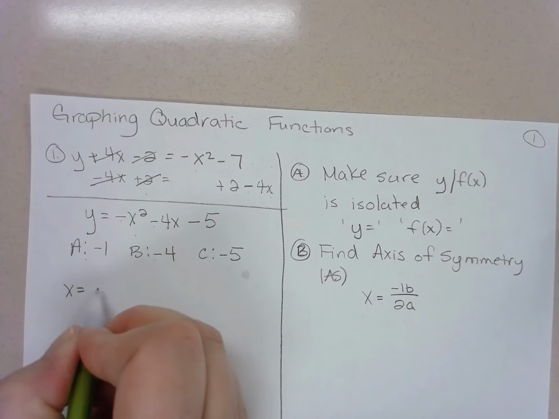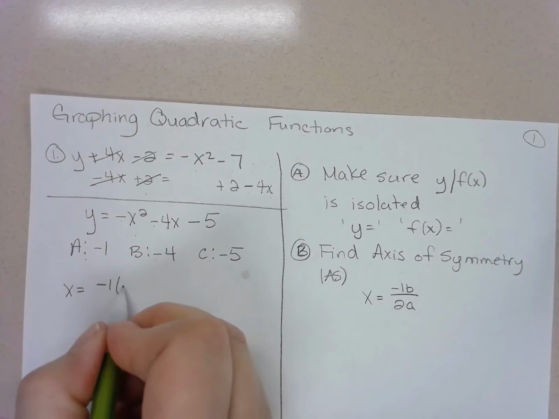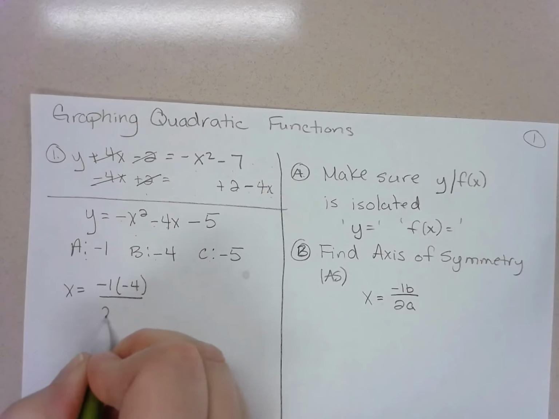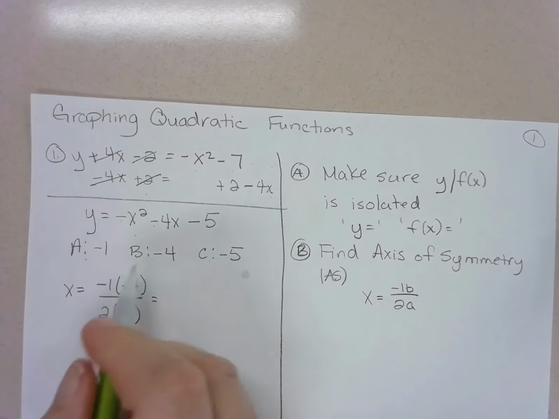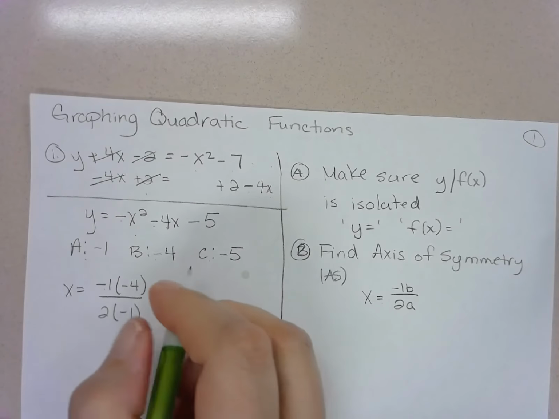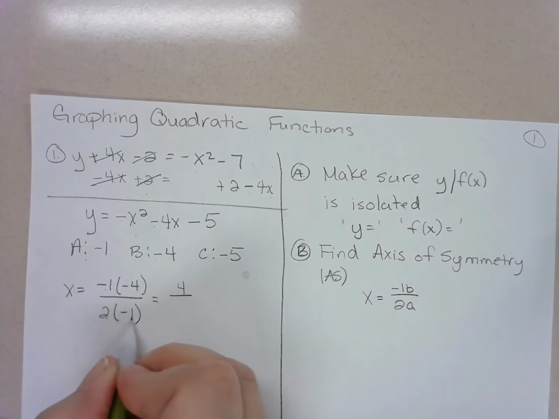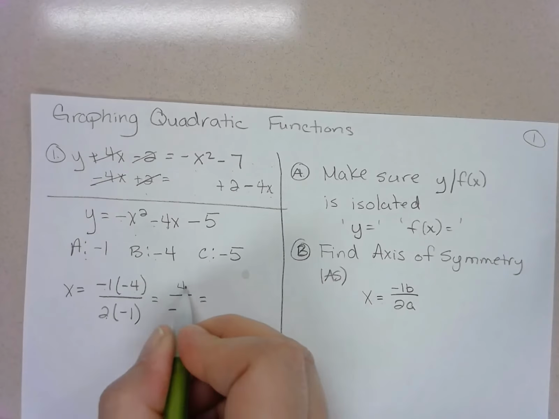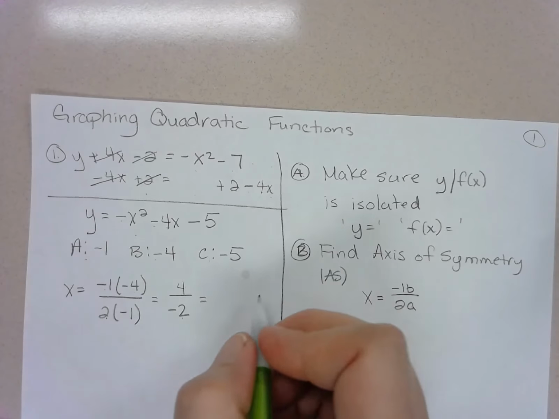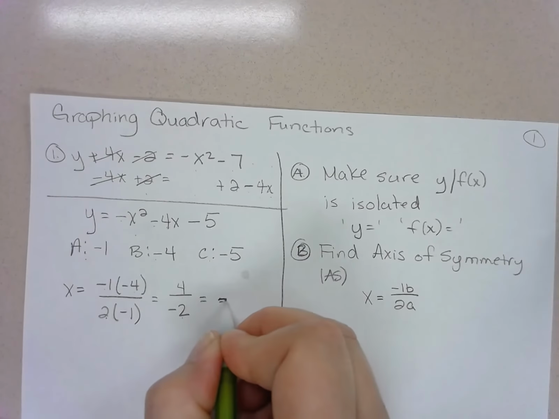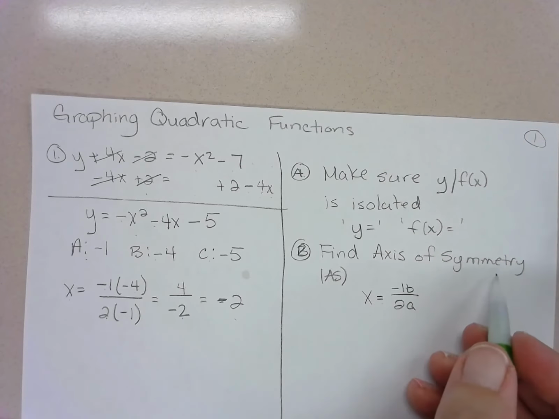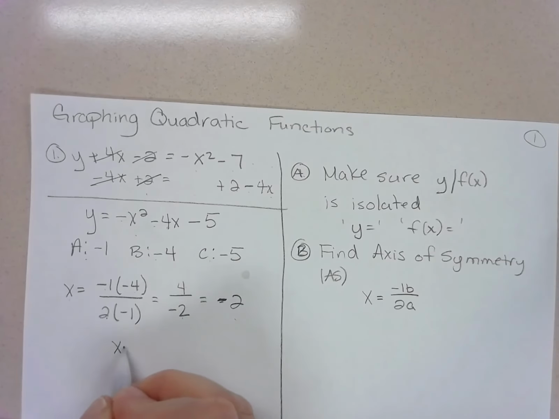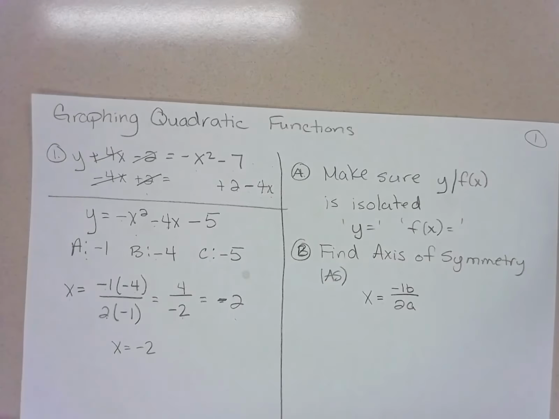So x equals -1 times my B, which is -4, over 2 times my A, which is -1. And then we're just going to solve this little expression. -1 times -4 is 4. 2 times -1 is -2. And 4 divided by -2 is -2. So x equals -2. That's my axis of symmetry. I'm going to write x equals -2.